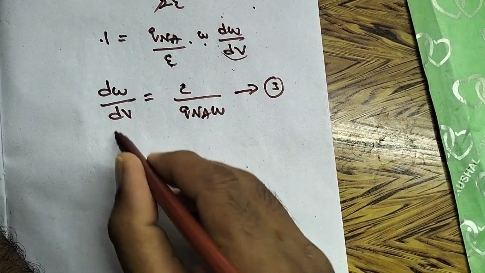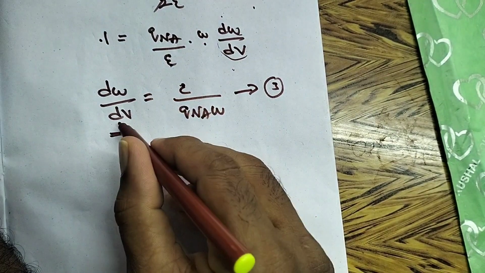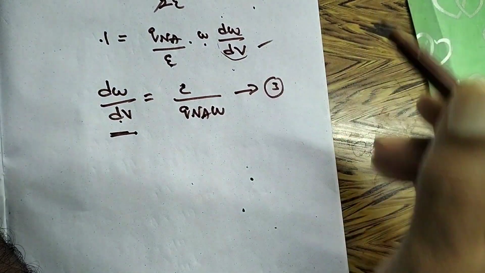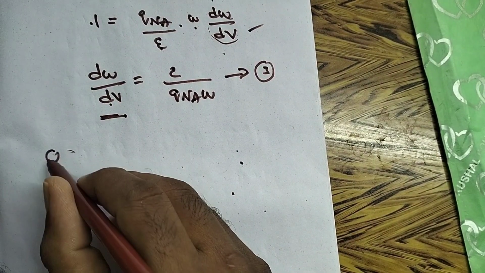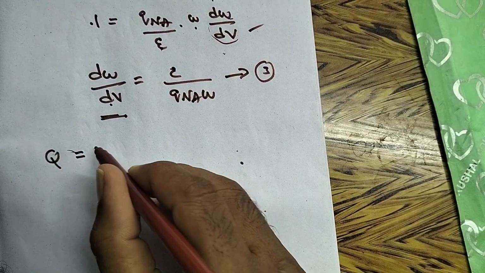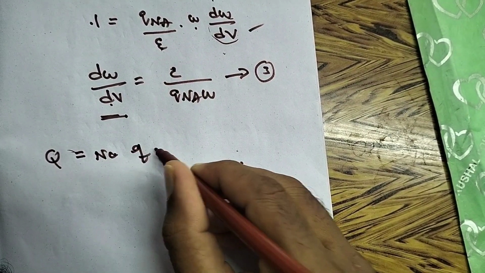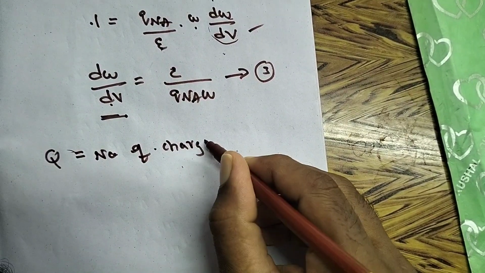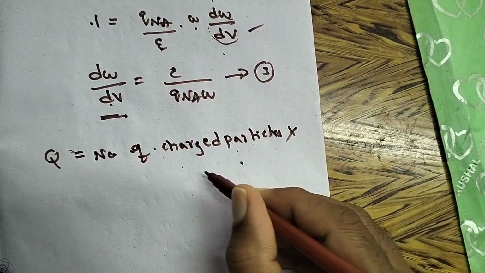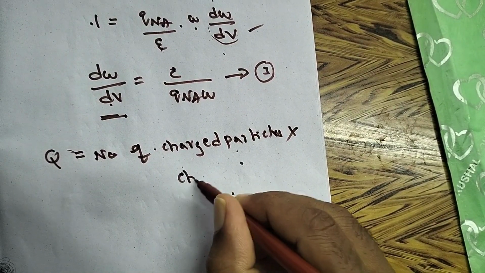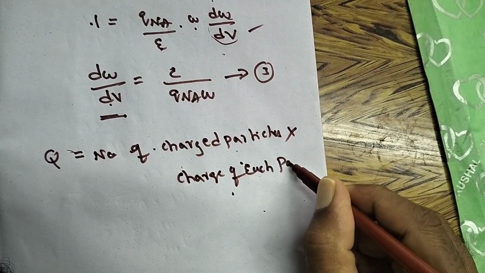Now we got this expression. In future this equation is going to be substituted, so I have written this equation from the above equation. Now q equal to the number of charged particles into the charge of each particle.